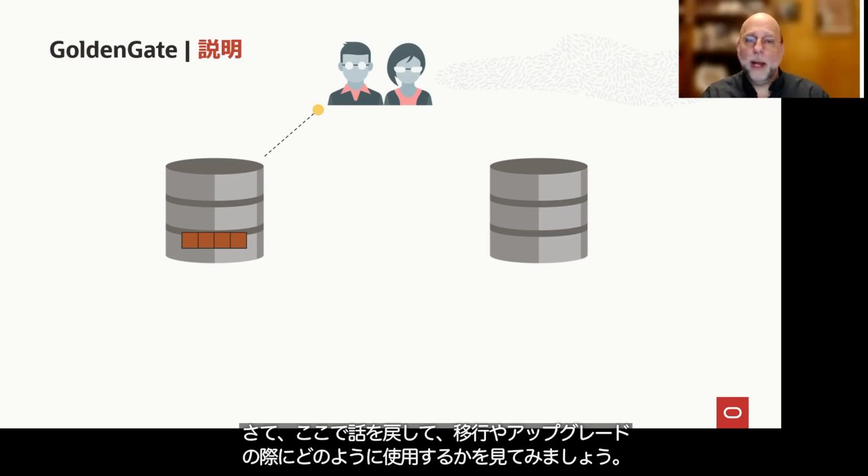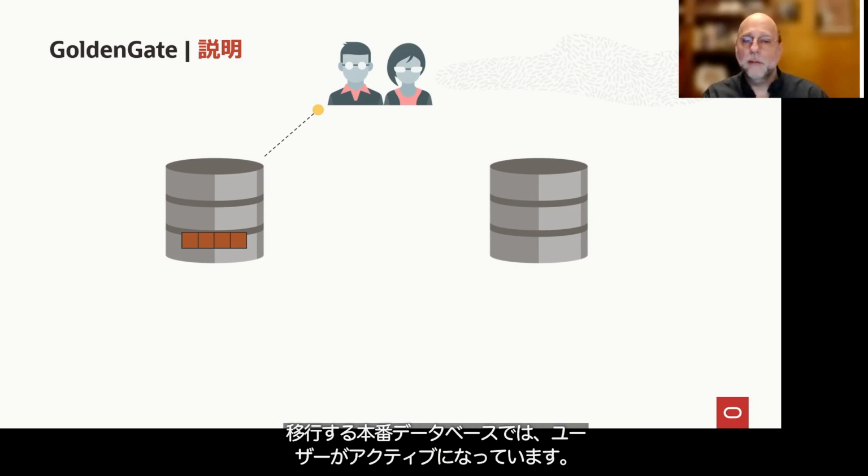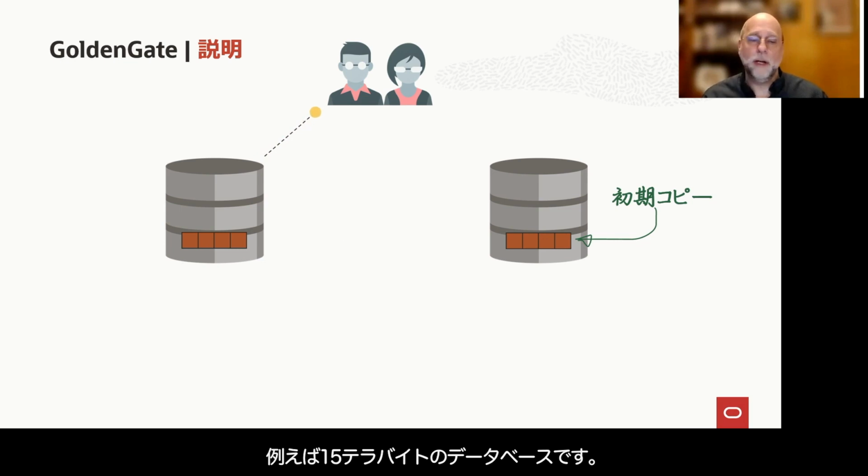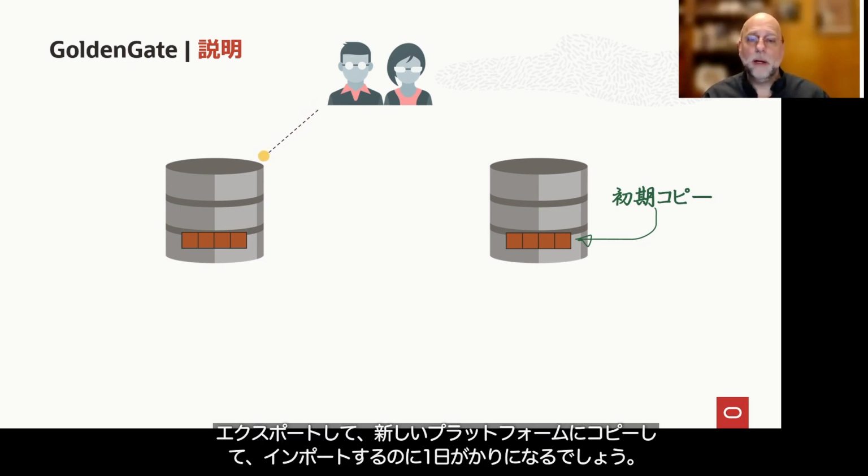So now let's go back and look at how we would use this to do a migration and perhaps an upgrade. You've got users active on your production database that you're going to be migrating. They're performing their normal operations, your normal transactions. You create your initial copy of that database. Maybe this is a data pump export and import, and it's a 15 terabyte database. So it takes you the better part of a day to do the export, copy it over to the new platform, do the import.